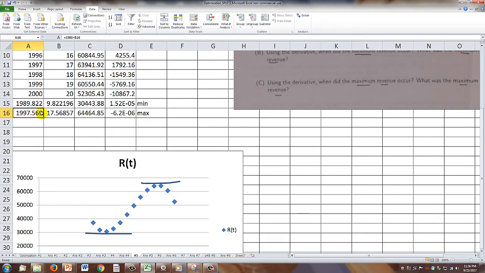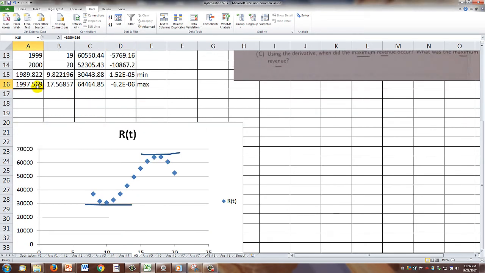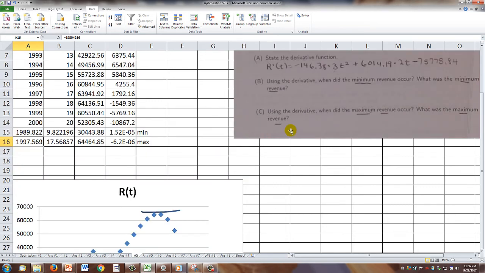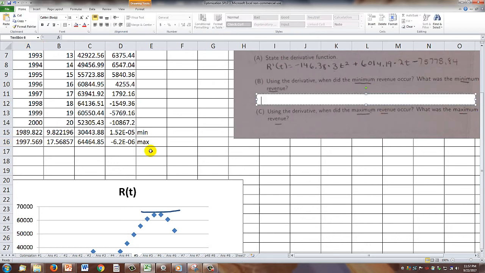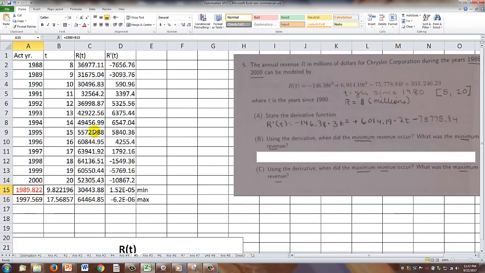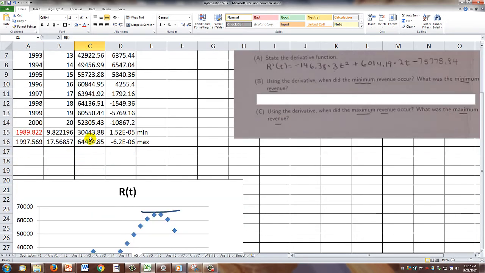then I get the year 1997.57. Okay, so we want to answer this question using the derivative. When did the minimum occur, and what is the minimum? So now we have the year, and we have the original revenue function that gives us the amount of revenue right here.